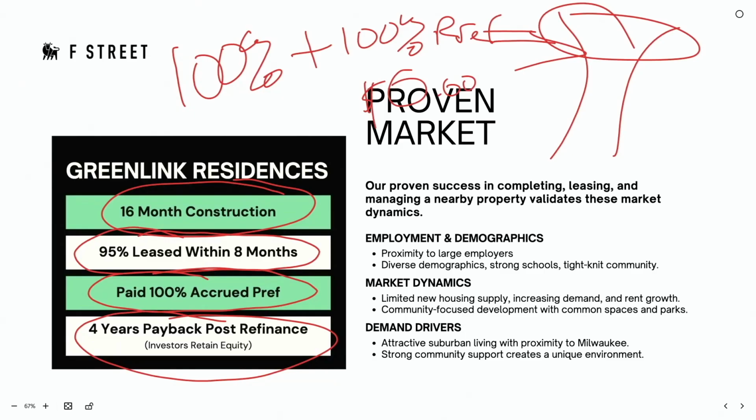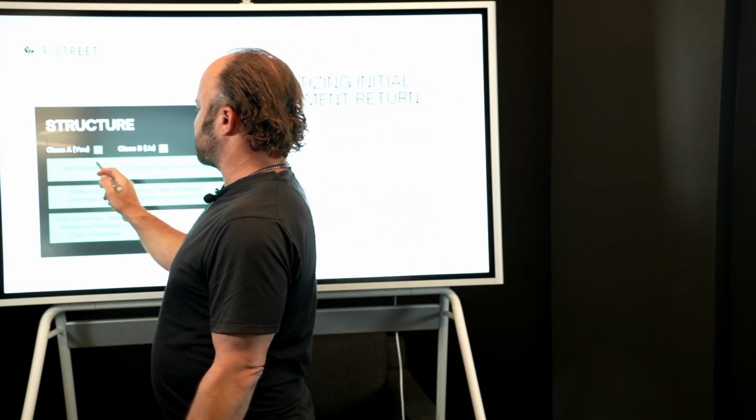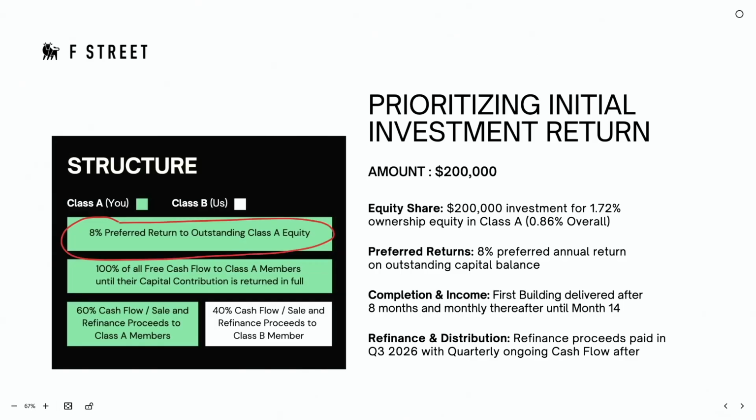Make sense? If there's any questions, feel free to jump them in there. All right. So, prioritizing initial investment return. So let's talk about Village 43. Here's what happens with Village 43. You get an 8% preferred return. You put in $200,000. At the end of year 1, we owe you $16,000 plus your original investment. At the end of year 2, we owe you $32,000, 16 and 16. It doesn't accrue, it doesn't compound, but we owe you that until we start distributing the preferred return.